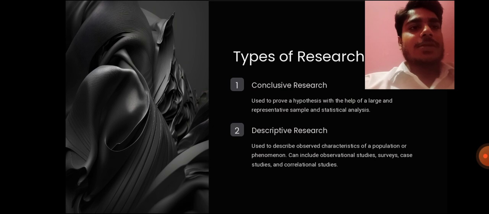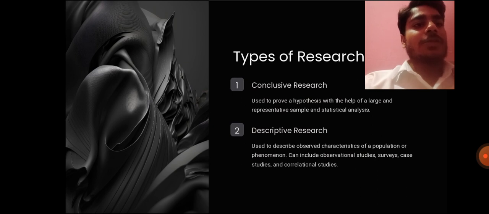First, we are going to discuss types of research. Under that, we are going to discuss two types of research: conclusive research and descriptive research. What is conclusive research? It is used to test a hypothesis with the help of large, representative samples and statistical analysis. Conclusive research contains a large number of hypotheses, which means null and alternative hypotheses.